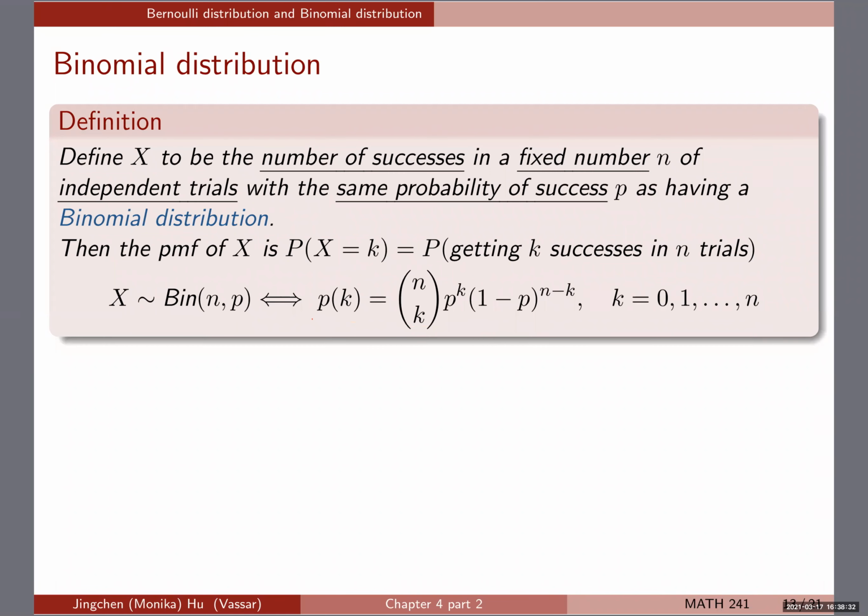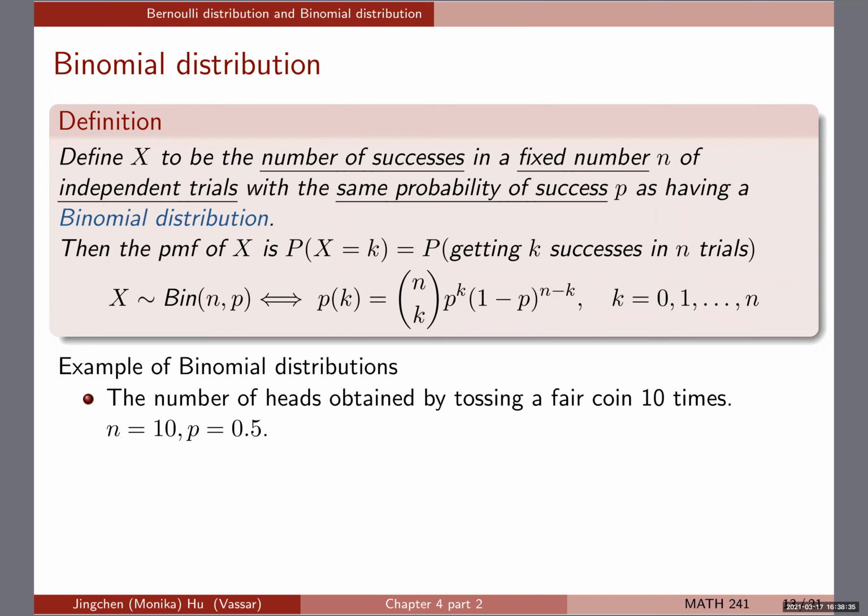Let's look at a few examples of binomial distributions. Remember, for Bernoulli we're only considering a single trial. For binomial, we're considering a sequence of a fixed number N of independent trials, and we care about the number of successes. They also have to have the same probability of success p for each trial. The first example: the number of heads obtained by tossing a fair coin 10 times. It's a binomial distribution, where N is 10, the fixed number of trials, and the success probability p is 0.5, because we're working with a fair coin.